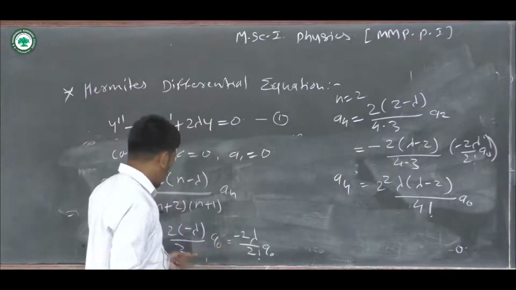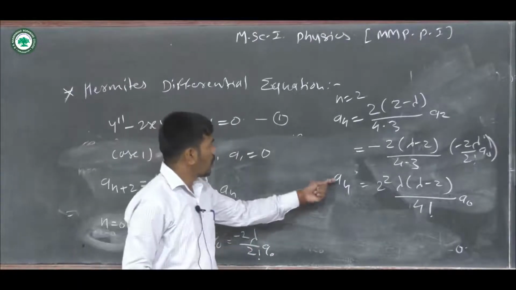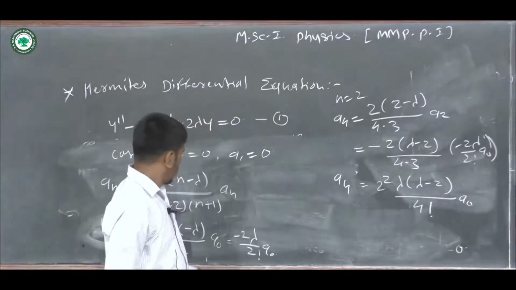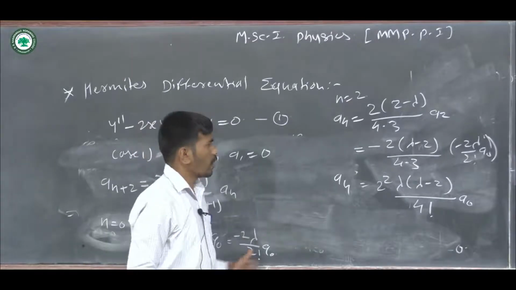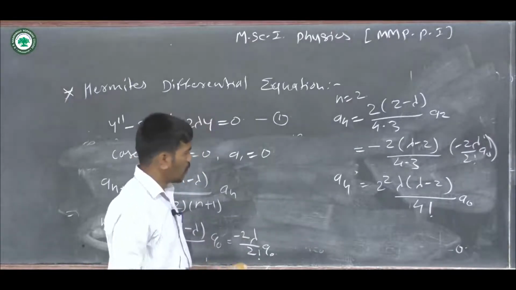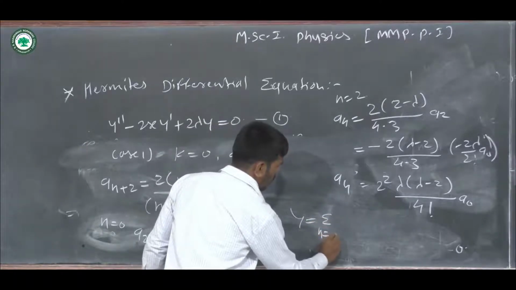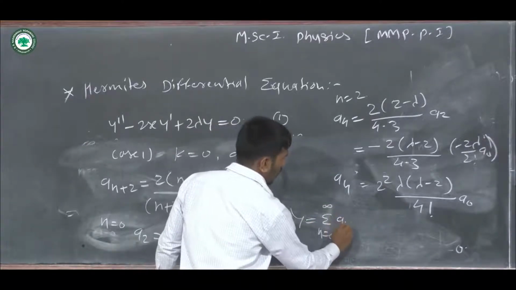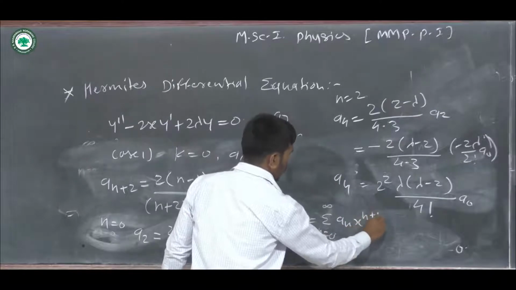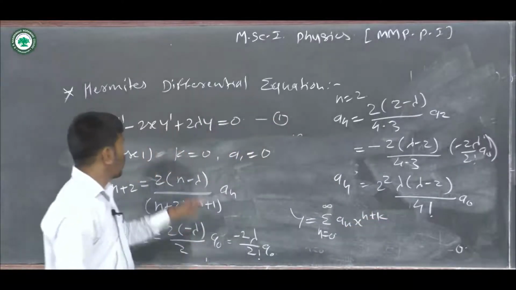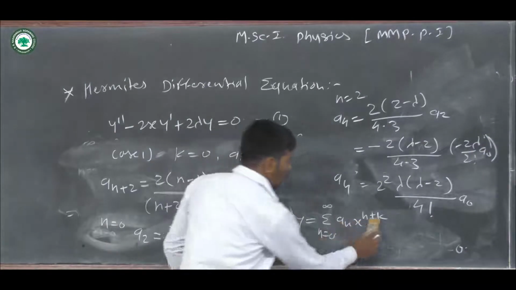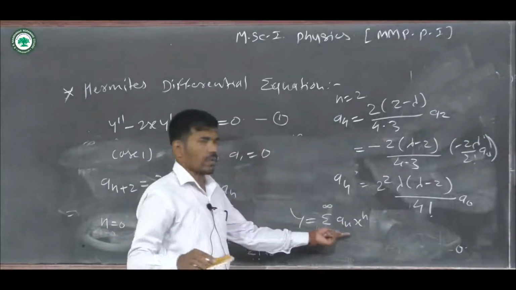So now we have a naught, a2, a4 and so on. We assume the series y is equal to summation n is equal to 0 to infinity of a n x power n plus k. But here k is equal to 0, so for that we just consider this one.